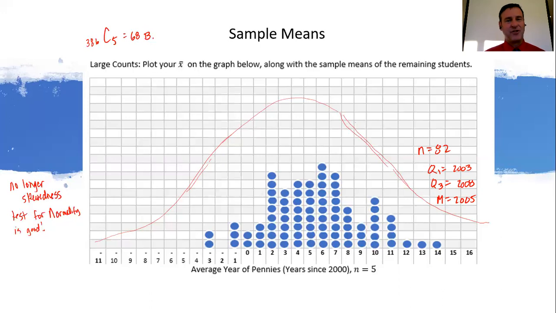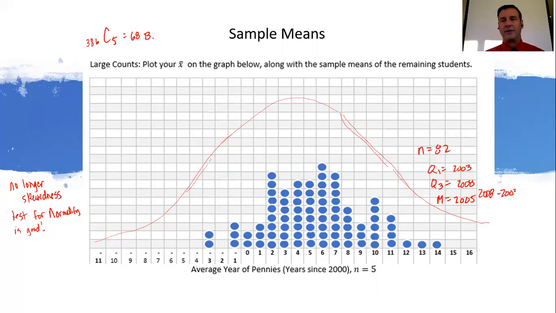One, your shape changed. You went from something in your population that was skewed towards lower values to a sampling distribution that looks much more symmetric. Okay, and almost, we'll say, even approximately normal. There's much more absence of skewedness here compared to the original graph that had a lot of skewedness with the population.